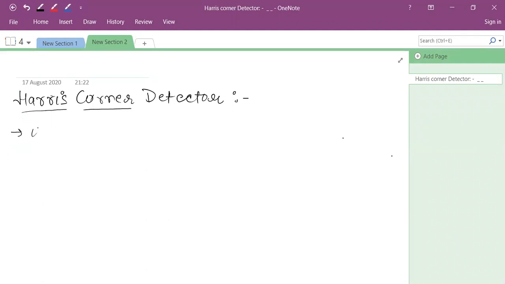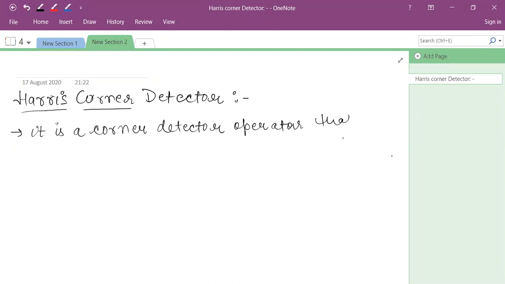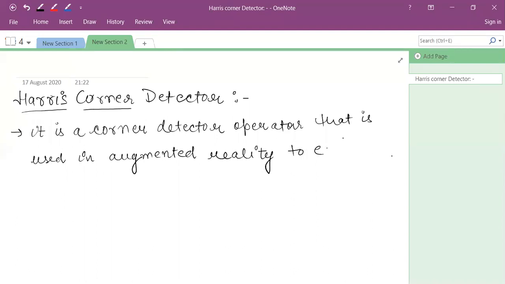For the technical term, the introductory definition of the Harris corner detector is: it is a corner detector operator, or you can say algorithm, that is used in augmented reality to extract the corners inside the image. I'm giving you notes also, because in the exam there is a theory paper, so it will be easier for you to write the theory.